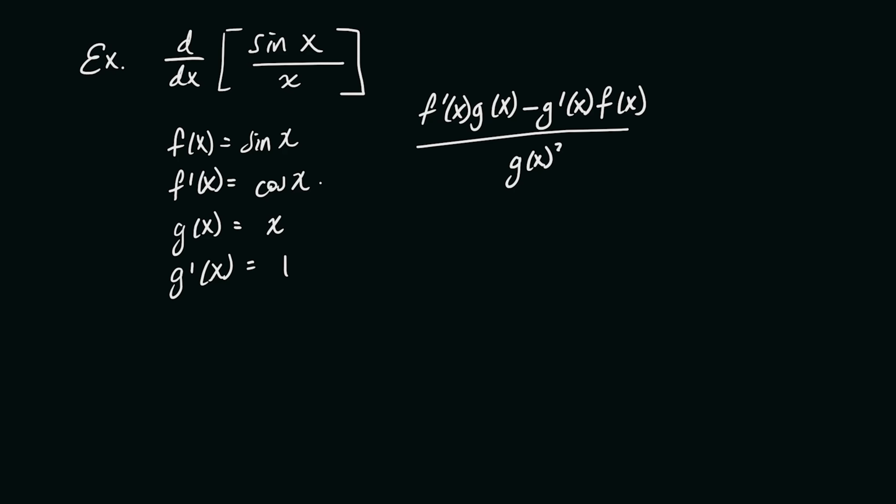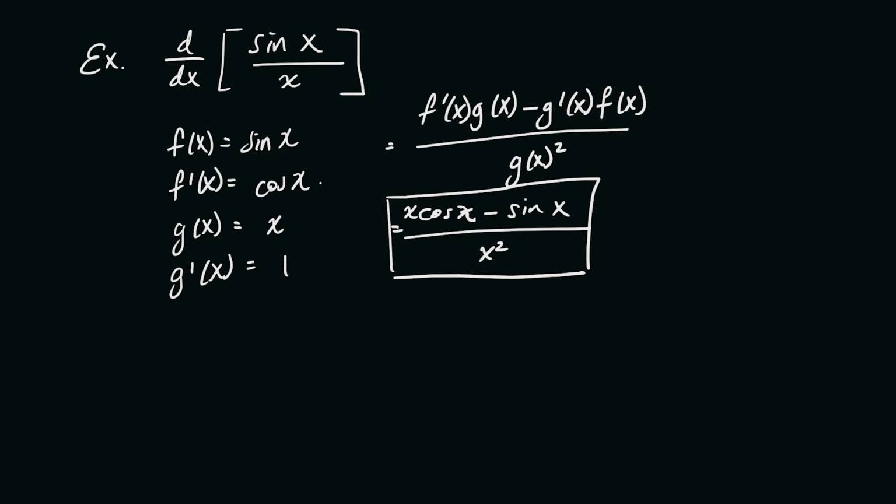g of x squared. So now this would equal f prime of x, which is just cosine x, times the g of x, which is just x, minus g prime of x, which is just 1, so f of x, sine of x, stays by itself, all over x squared. And that is our answer.